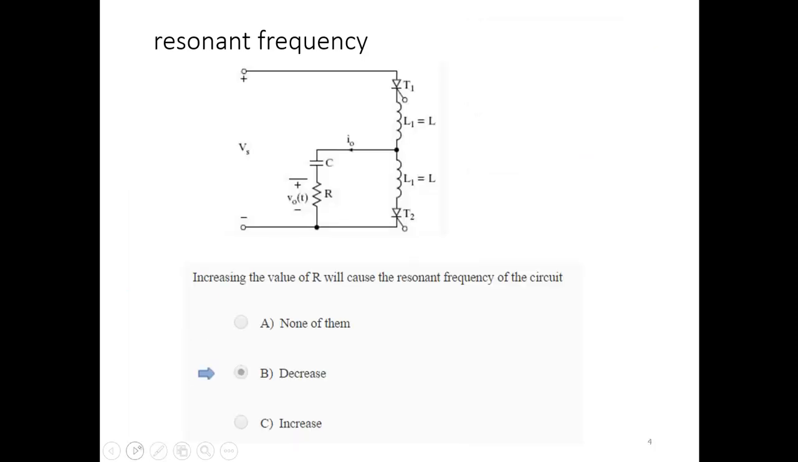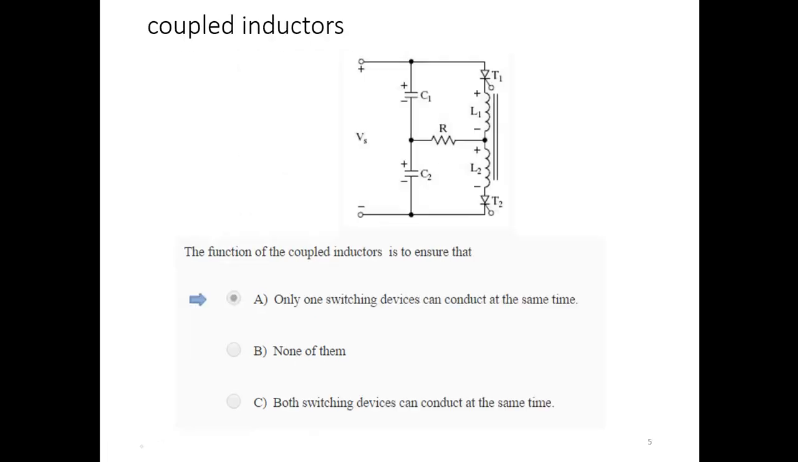Now, what will happen when increasing the value of R will cause the resonant frequency to decrease. Obviously, if you look at that equation, if you increase that R, the frequency will decrease. Increasing the R will decrease the resonant frequency of the circuit.